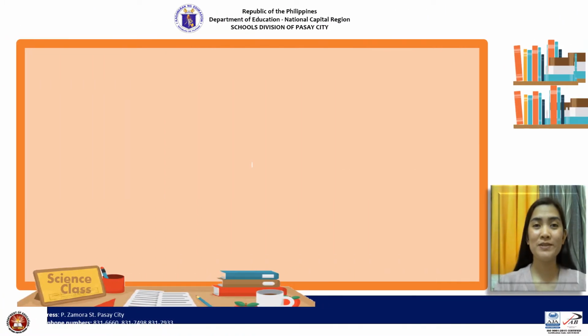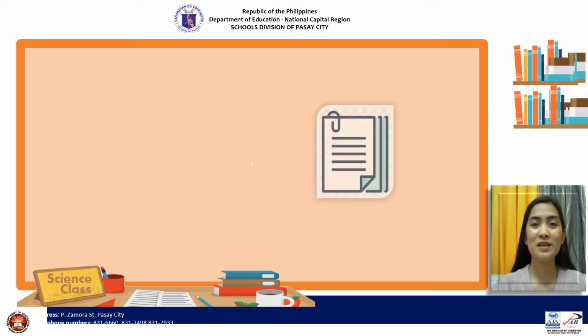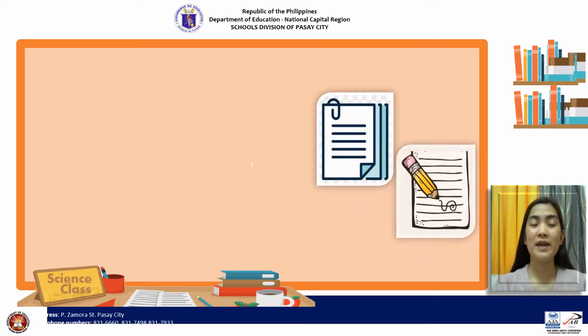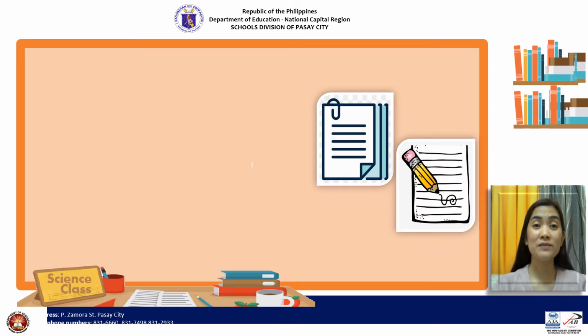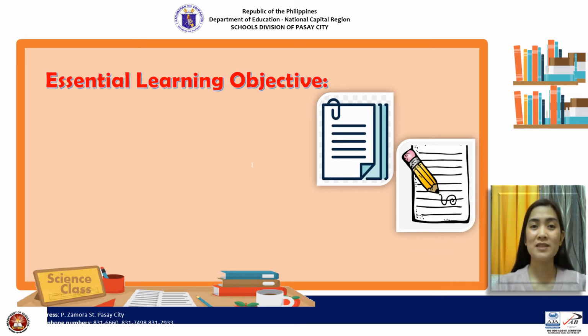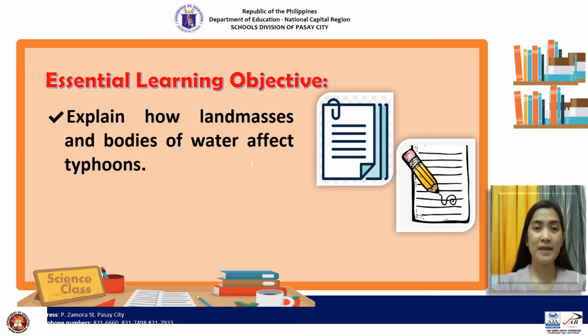Before we begin today's lesson, make sure that you have with you your modules, a piece of paper, and a pen to take down the important details of the lesson. For today's lesson, you are expected to acquire the learning objective, that is, to explain how land masses and bodies of water affect the typhoon. Are you ready? Let's start.